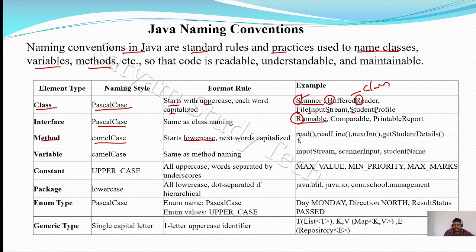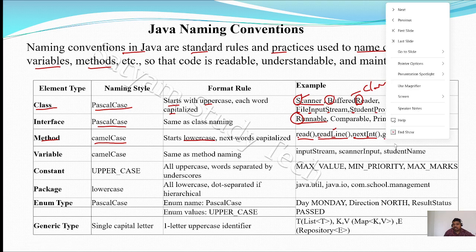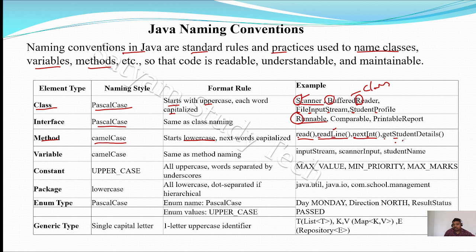For example, read is a method, so r is small. readLine is a method, so the first word starts with a small letter and the following word starts with a capital letter, that's why L is a capital here. You can see nextInt also, so n is the small letter and the next word starts with a capital letter. Like that, getStudentDetails starts with a small letter and the following word starts with a capital letter. So this is the method convention rule.